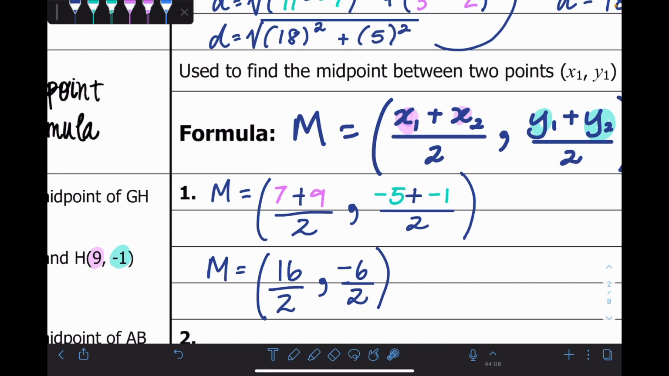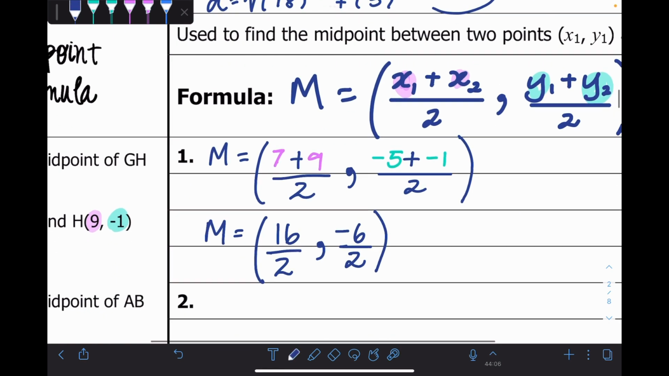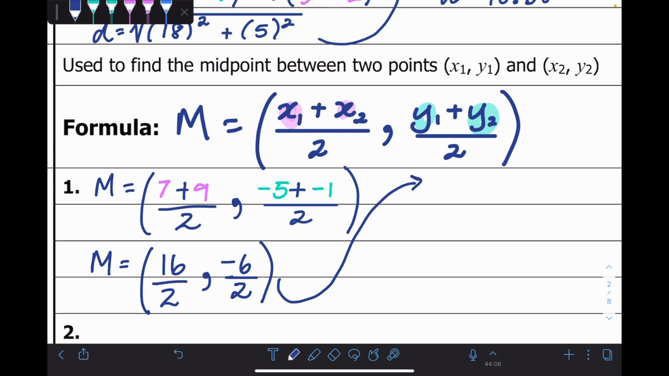Next part. It's not quite finished yet, just because these are kind of ugly. I can't really find that on my Cartesian plane, can I? No. So, let's simplify it further. 16 divided by 2 is 8. And -6 divided by 2 is, just ignore all of that whole thing that I said here.